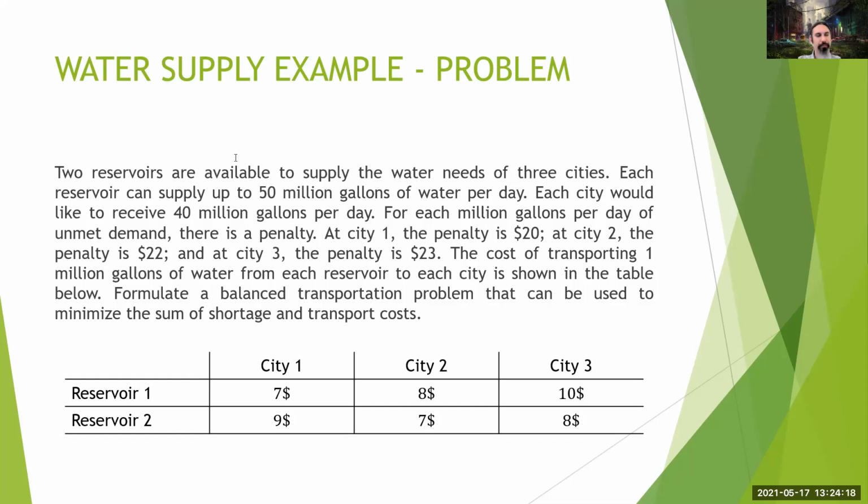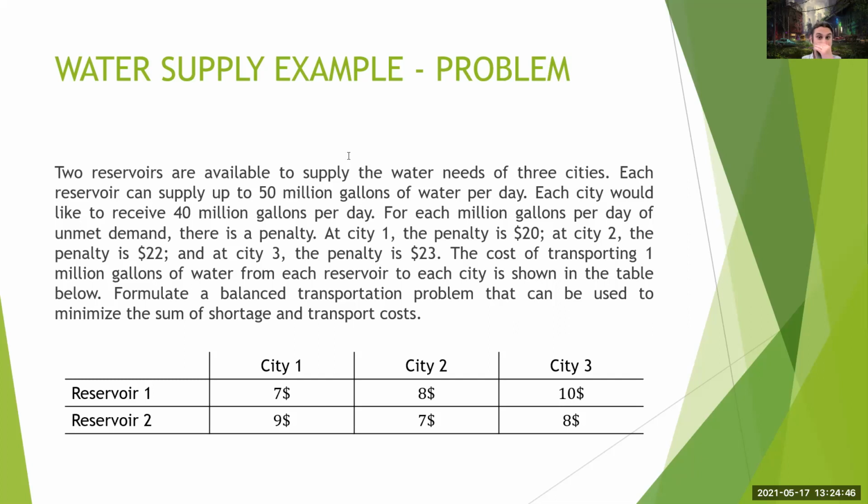There is another problem over here. 2 reservoirs are available to supply the water needs of 3 cities. Okay, 2 reservoirs, 3 cities. Each reservoir can supply up to 50 million gallons of water per day. Okay, each city would like to receive 40 million gallons per day. Okay, now 2 reservoirs with 50 million capacity, which means 100 million total. 3 cities with 40 million demand, 120 million. The demand is greater than the supply. Okay, we will have a shortage version.